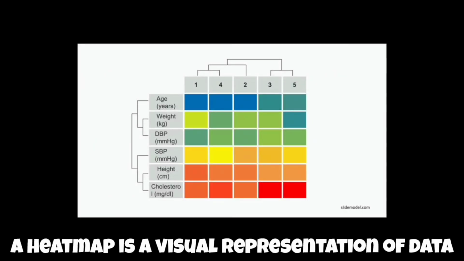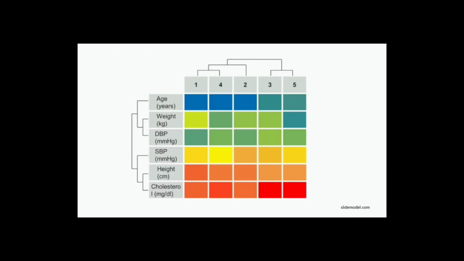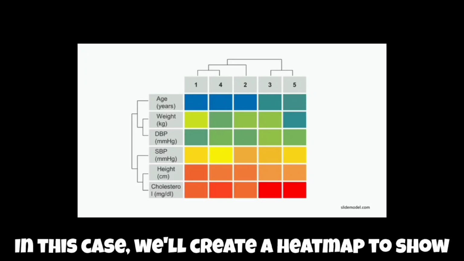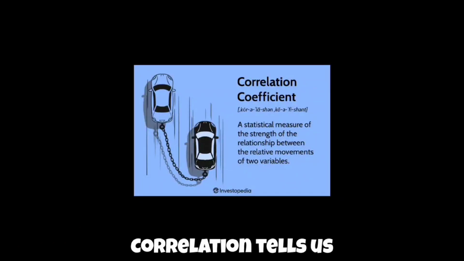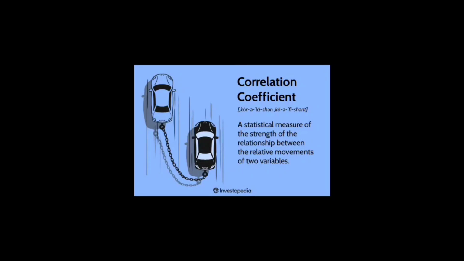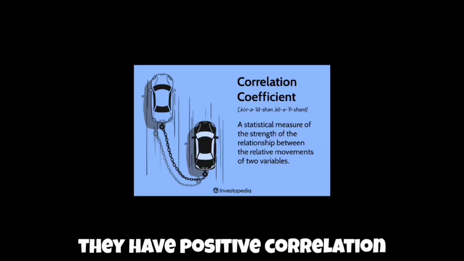A heat map is a visual representation of data where values are represented using colors. In this case, we'll create a heat map to show correlation between numeric features of this iris dataset. Correlation tells us how one variable is related to another. For example, if one feature increases when the other increases, they have positive correlation.